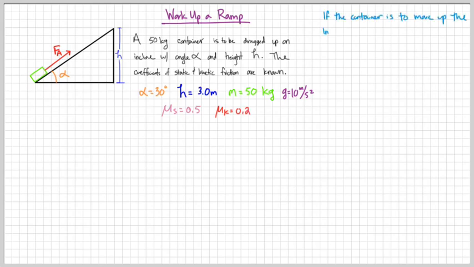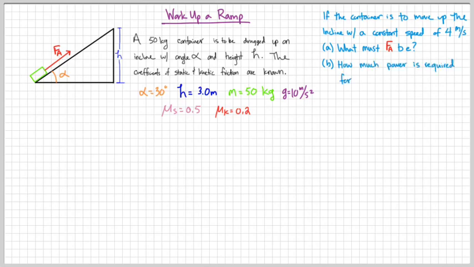If the container is to move up the incline with a constant speed of 4 meters per second, A, find what the applied force must be. That could be the tension in a wire or a string that you're using to pull it up, or it could be you just pulling it up, whatever. B, how much power is required for that applied force to do this work?